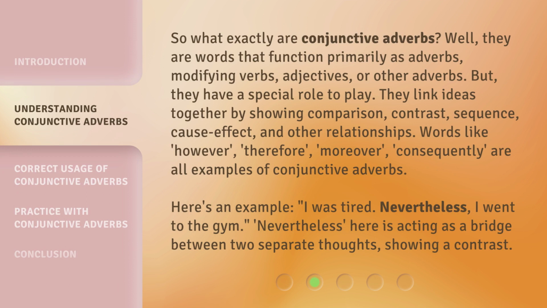So what exactly are conjunctive adverbs? Well, they are words that function primarily as adverbs, modifying verbs, adjectives, or other adverbs. But they have a special role to play. They link ideas together by showing comparison, contrast, sequence, cause-effect, and other relationships. Words like however, therefore, moreover, consequently, are all examples of conjunctive adverbs.